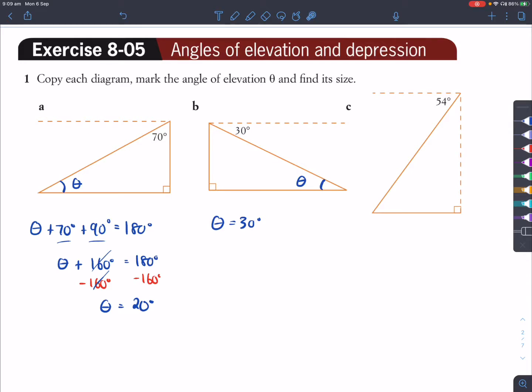Same with this one in question C. This is your angle of depression right there, which is also equal to your angle of elevation right here. So we say theta is equal to 54 degrees. Next we have question 2.